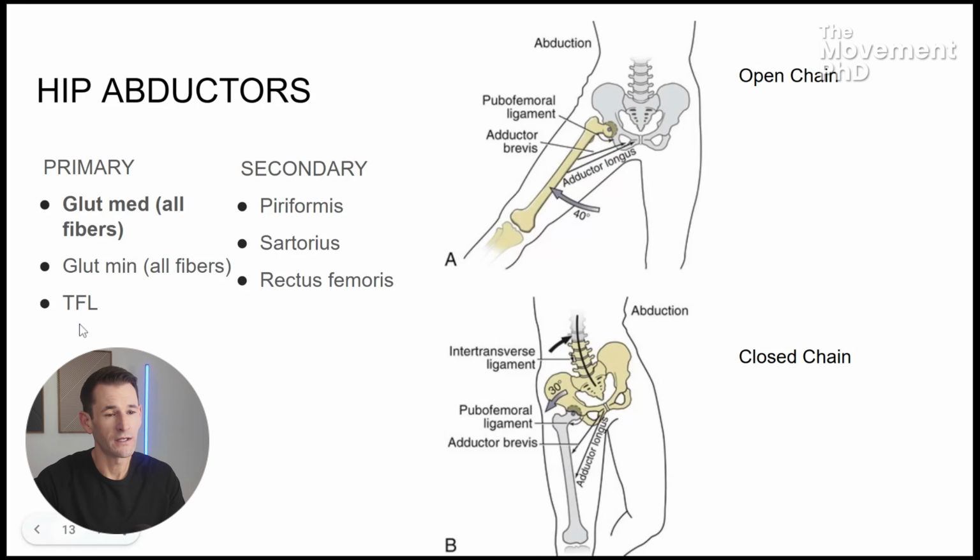And then we have TFL, tensor fascia lata. It is a hip abductor, but it also has some movement at the knee, and it's also an internal rotator. We'll talk about this one as well. This one we don't like as much as the glute med. Our secondary hip abductors: piriformis is an abductor in certain parts of its range. Sartorius is a hip abductor, but because it crosses so many different planes, it's not the most powerful hip abductor. And then your rec fem has a very small moment arm for hip abduction.